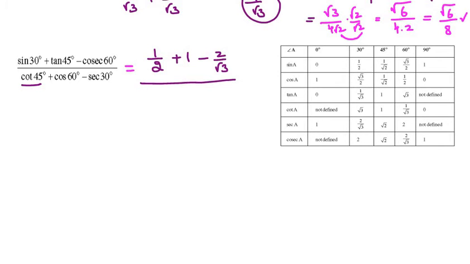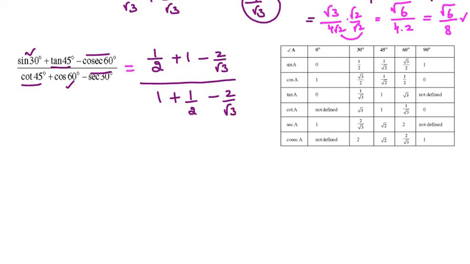Cot 45 and tan 45, they take same values. Sin 30 and cos 60, they take same values. So sin 30 is 1 by 2, cos 60 is also 1 by 2. And cosec 60 as well as secant 30, they take same values. So it is minus 2 by root 3.